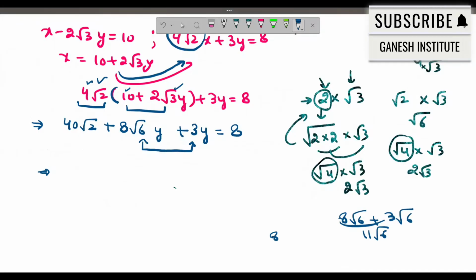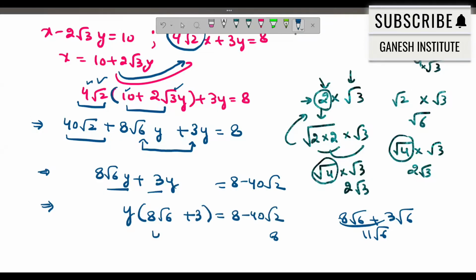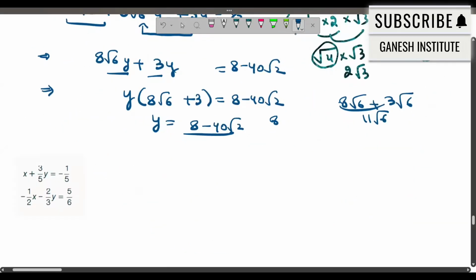So then what would we do? This cannot be solved further, but I need to find out the variable. So what I'll do, I'll take it to the right hand side and keep the y values here. And then I'll take y common. Okay? This is y in both of them. I'll take y common. What will I be left with? 8 root 6 plus 3, right? And now my y is a typical one. I'm bringing this down. 8 root 6 plus 3.